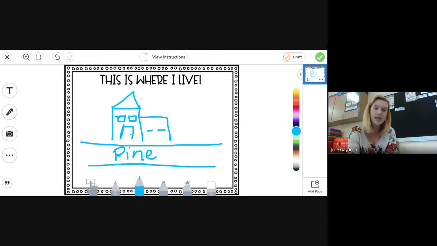So what does it look like? What's your neighborhood look like? Maybe you want to add in your address. What is your address? What state do you live in? So all of those things. So that is what I want to see for your Seesaw activity today.